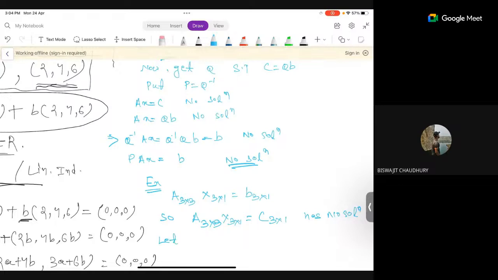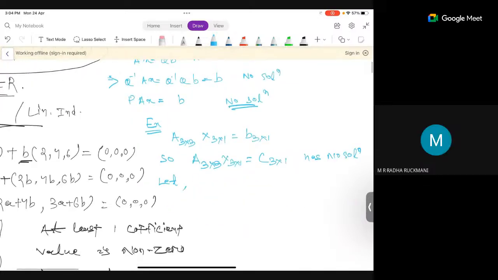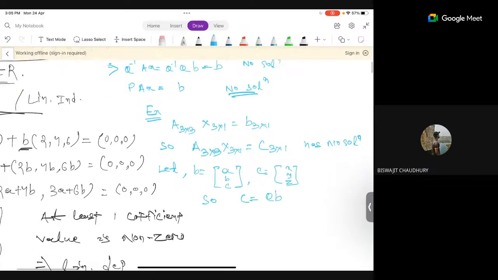Let B is equal to, let's say, A B C, okay, and C is equal to X Y Z, right? So now C is equal to QB. That means what about Q?